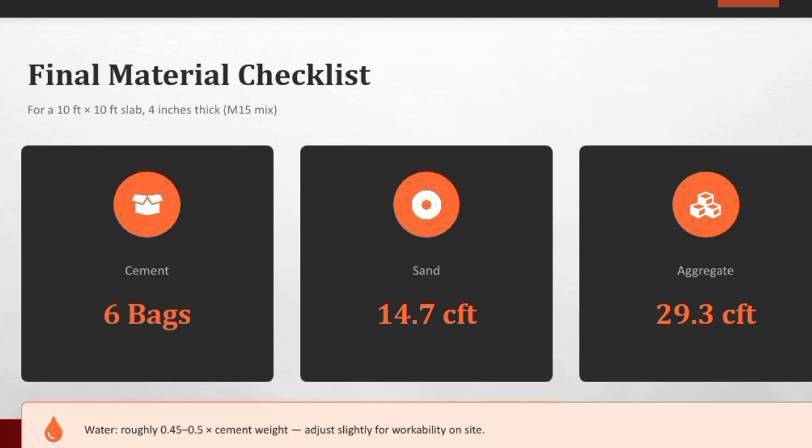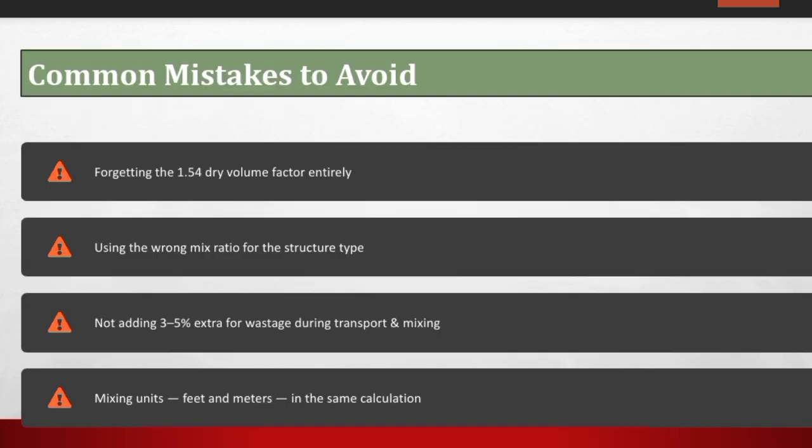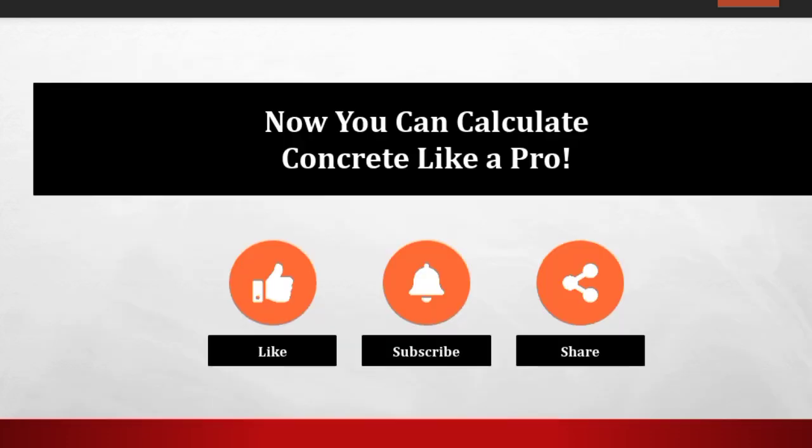Final material checklist: first we found cement, sand, and then aggregate. Common mistakes to avoid: forgetting the 1.54 dry volume factor. The second one is using the wrong mix ratio for the structure type. The third one is not adding 3 to 5% extra for wastage during transport and mixing. And the next one is mixing units, feet and meter, in the same calculation.